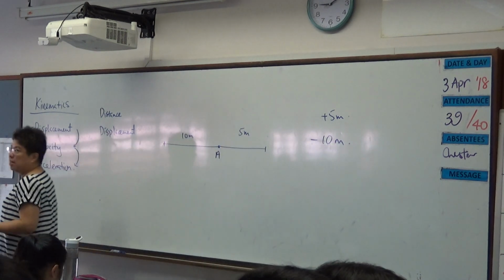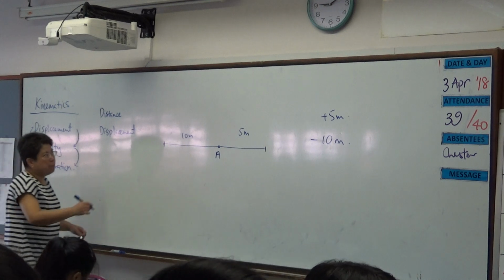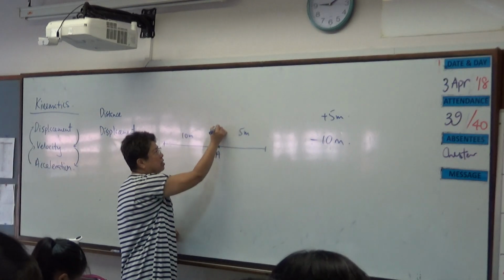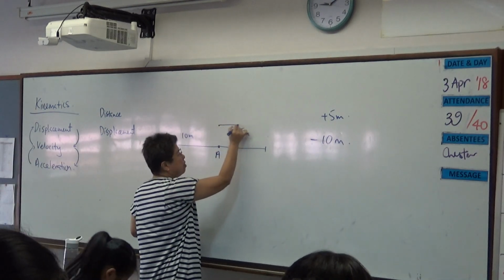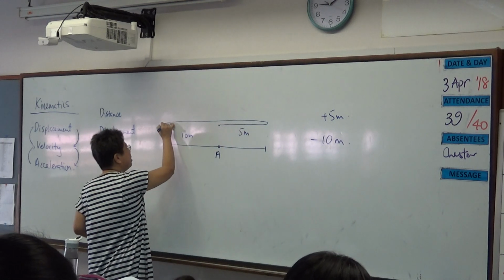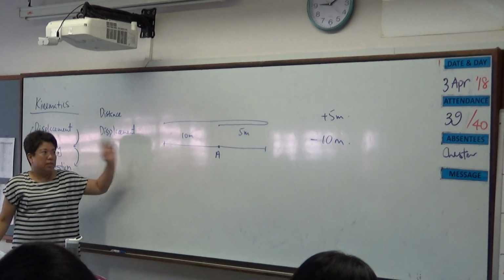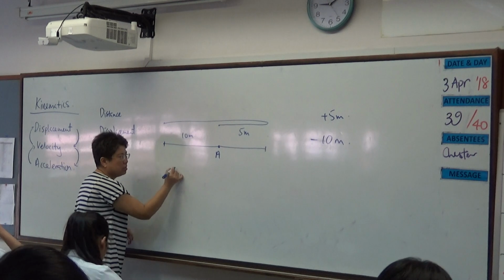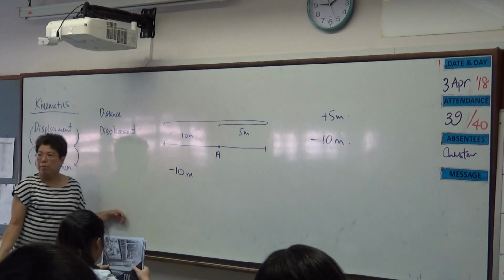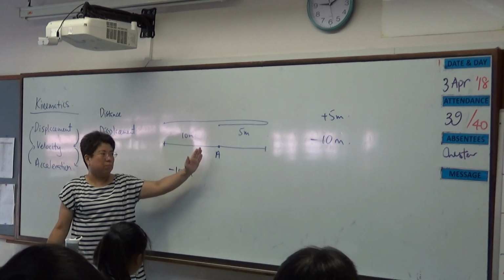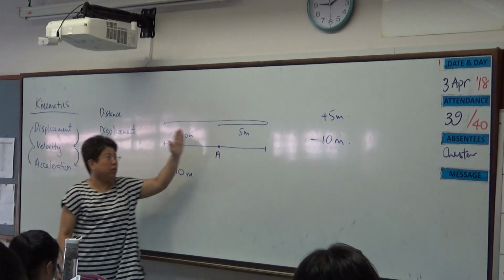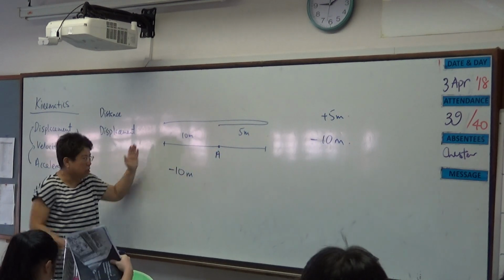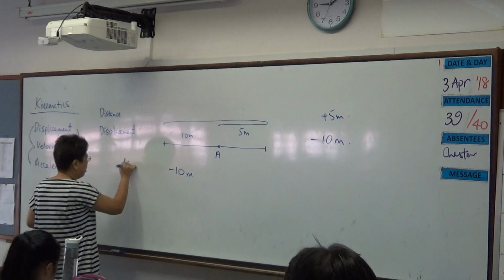But distance is different. For example, if a particle starts from A, travels here, then goes here, and stops here, the displacement from A is negative 10 meters, right? What about the distance traveled by the particle? 15. Can you see what I'm talking about?